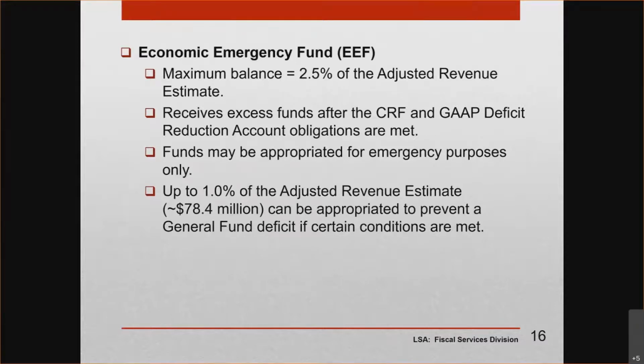So the purpose of it is, if you have a small deficit, which is less than 1% of the adjusted revenue estimate, which right now is about $78 million, this allows the deficit to be corrected without having to call the legislature back into legislative session. However, if the deficit was larger than that 1% of the adjusted revenue estimate, then the legislature would likely have to come back into session and fix the problem.